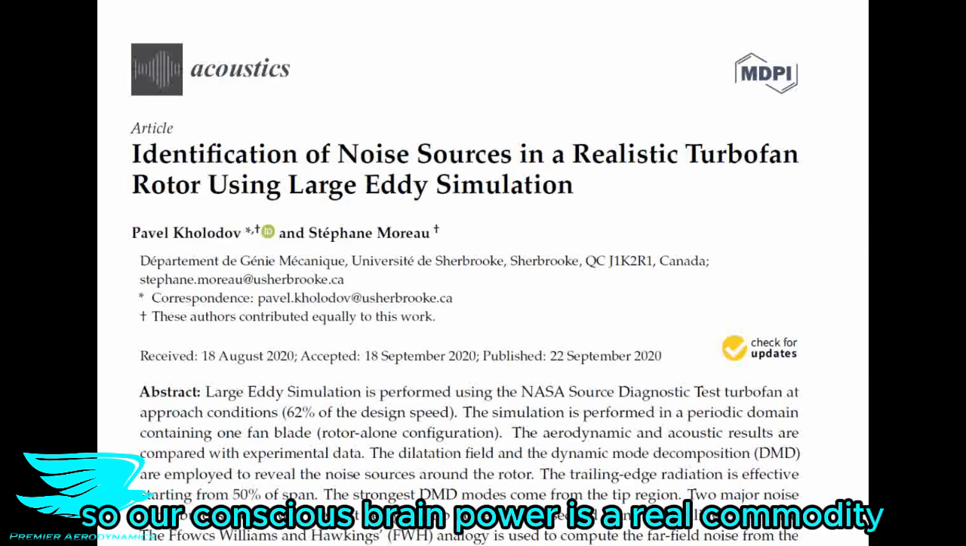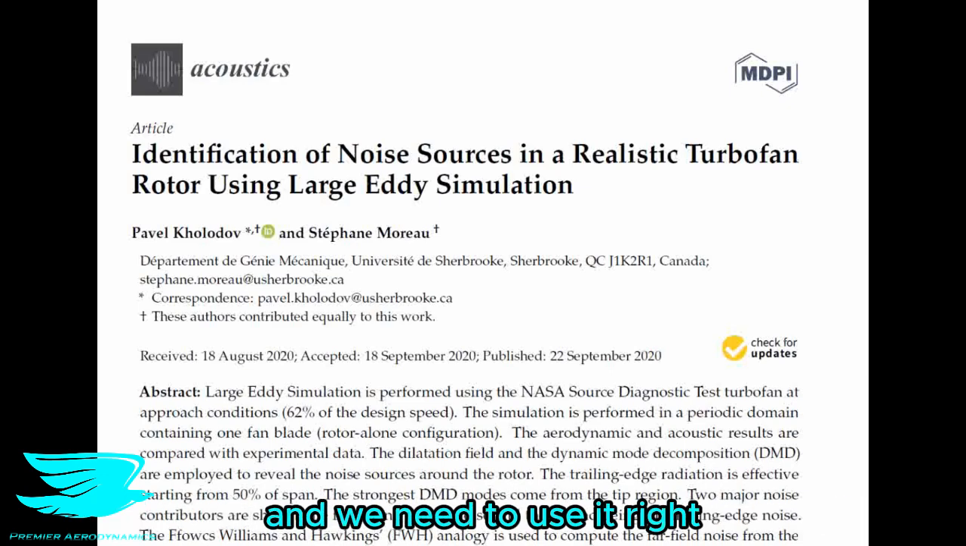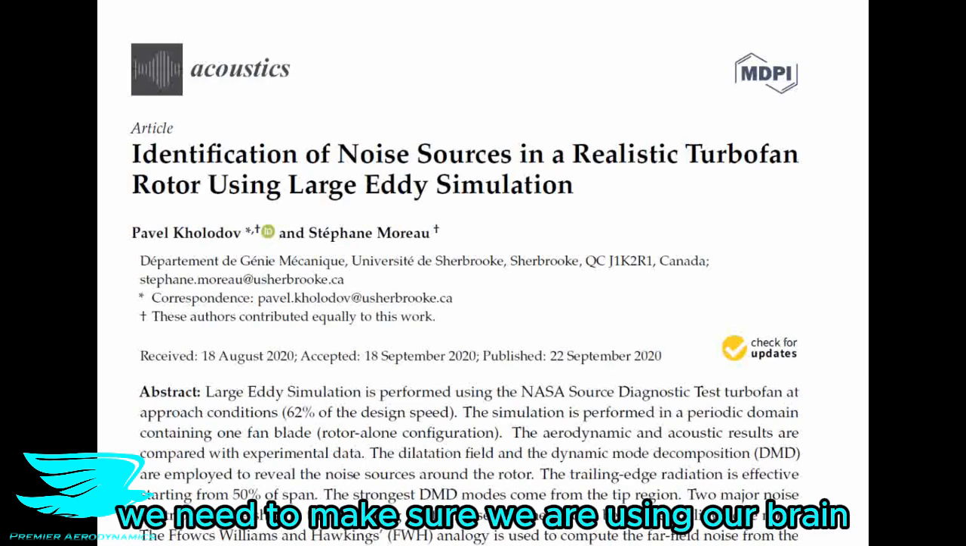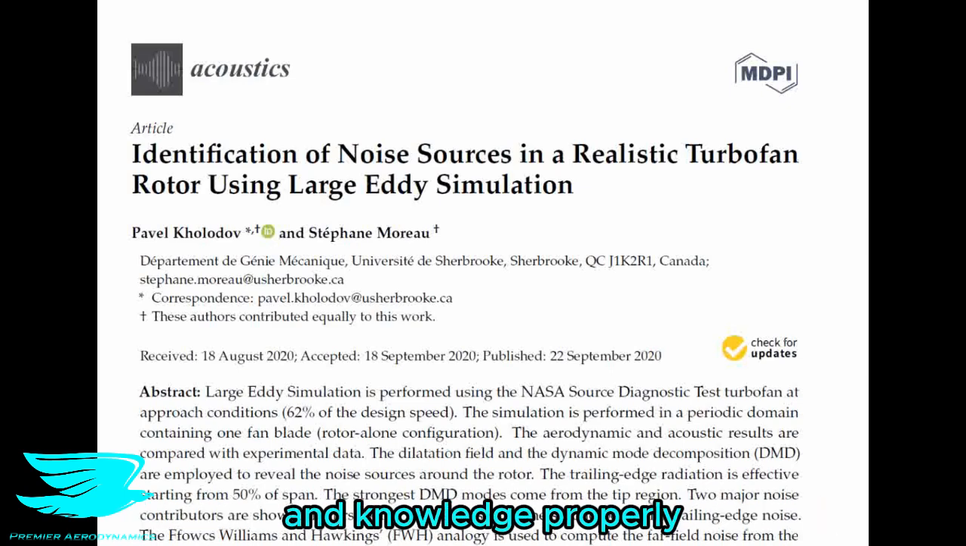So our conscious brain power is a real commodity and we need to use it right. For example, when we are doing CFD, we need to make sure we are using our brain and knowledge properly.